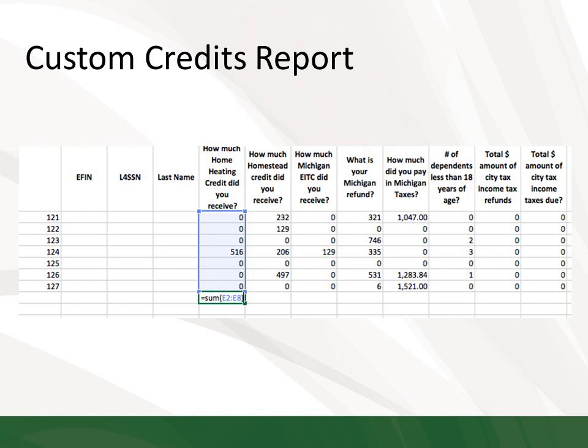For example, here you can see that we've got a sum equation, so that would total all of the amount of home heating credit that the client received. And so you can go through that. What's nice about this is if you have multiple sites, you can just copy and paste these all into one Excel spreadsheet and manage it that way. That's the simplest way to handle custom credit reports.